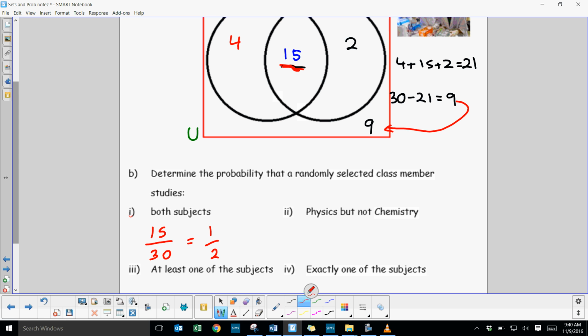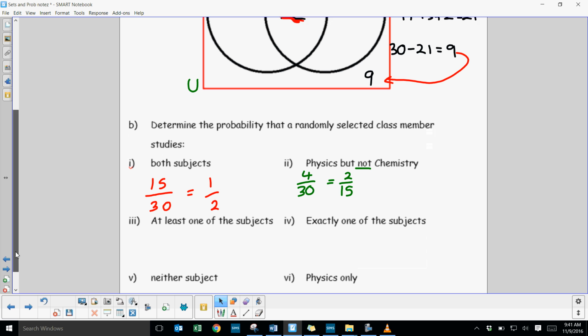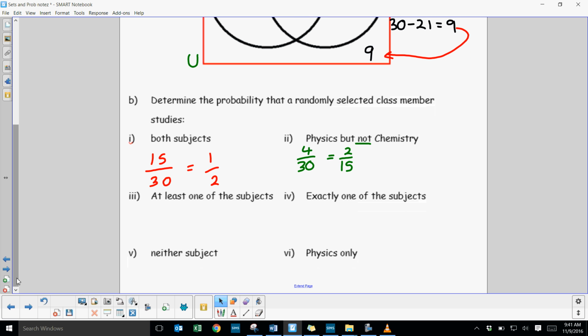Let's see, physics but not chemistry. So physics but not chemistry is this number here, 4. So again, that's 4 students out of a total class of 30. And that simplifies because they're even numbers on the top and bottom to 2 over 15. So 2 over 15 is the probability. So this exercise you're about to do might not ask for the probability, but occasionally I'll try to link earlier topics to later topics because they're quite convenient in the real world.